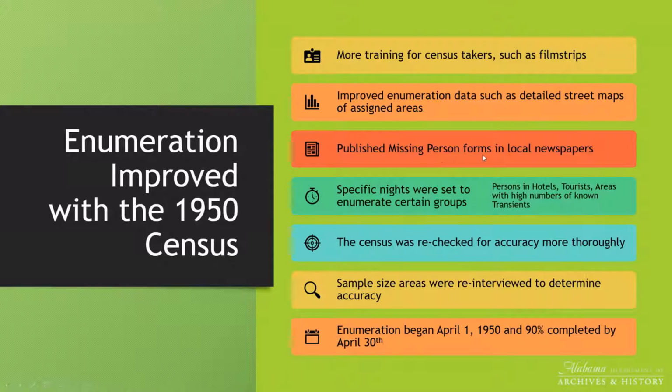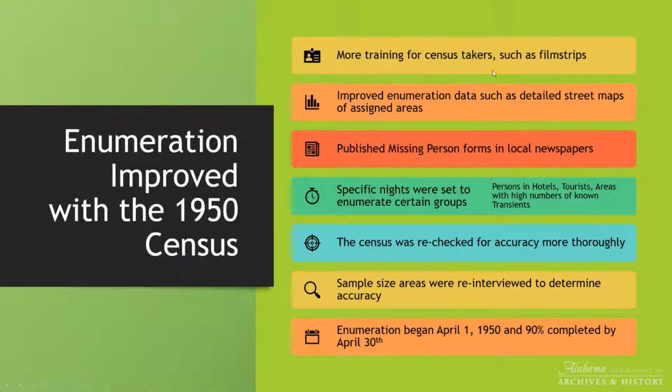They published missing person forms in local newspapers. So if they hadn't found someone that was going to be enumerated, they would actually publish forms in a local newspaper to try and track that person down to get them counted. They had specific nights that they set to enumerate certain groups. So some examples would be people who live in hotels, maybe they don't have a permanent residence, tourists, areas with high numbers of known transients. So they would have particular nights that they would gather and try to enumerate people who maybe were touring areas or maybe were homeless and things of that nature.